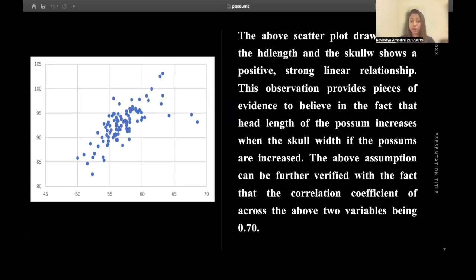The scatter plot drawn across the head length and the skull width shows a positive, strong linear relationship. This observation provides evidence to believe that the head length of the possum increases when the skull width of the possums increases. The above assumption can be further verified with the correlation coefficient across the above two variables being 0.7. Thank you.